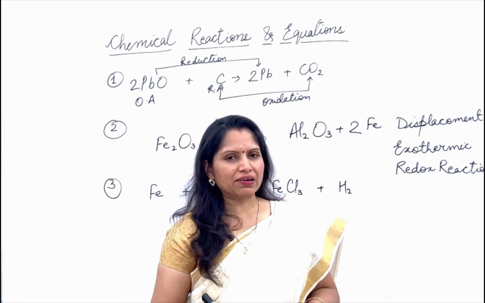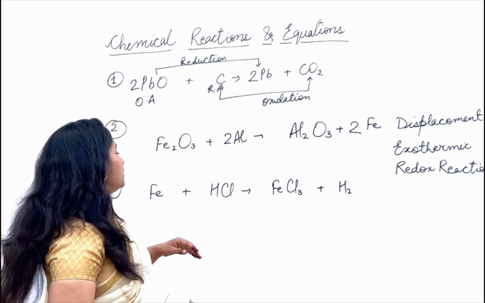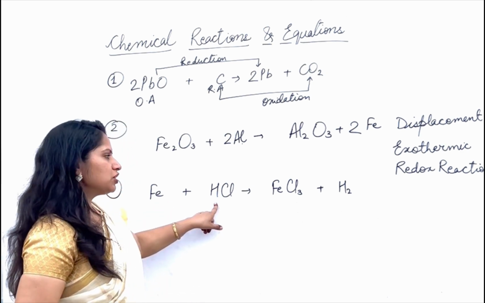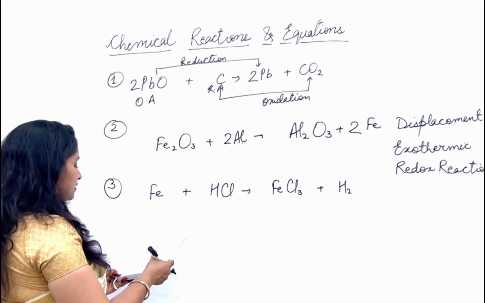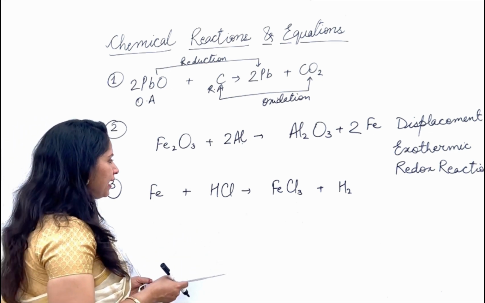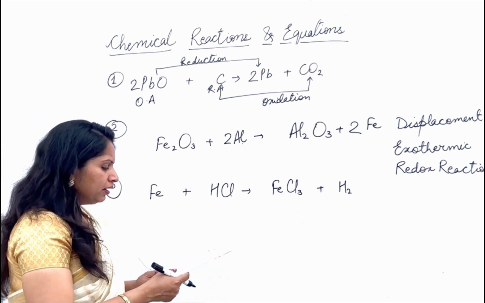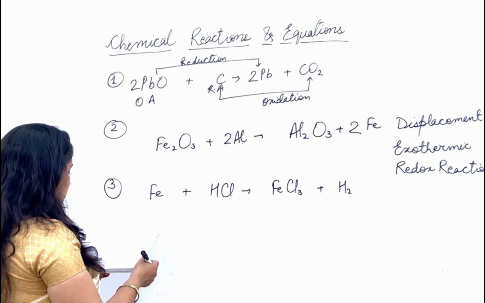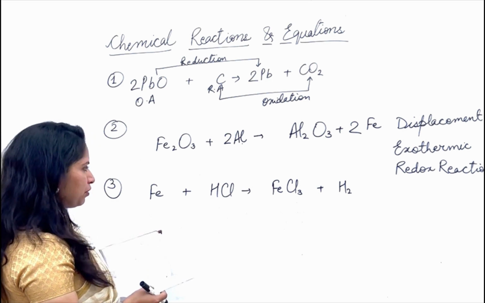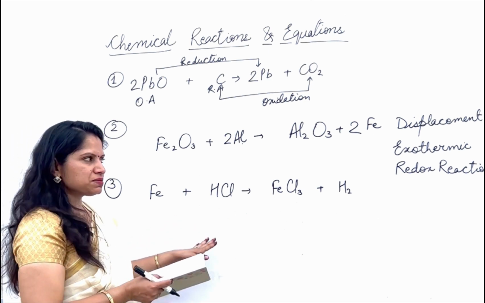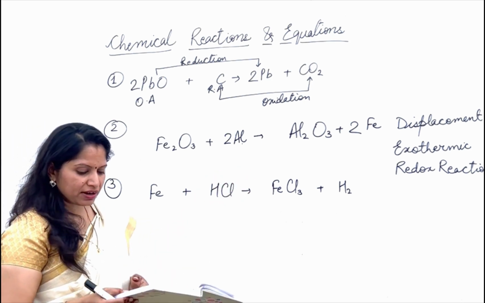Okay, so based on the reactivity series, we can easily work out that iron, being more reactive than hydrogen, will displace hydrogen from hydrochloric acid, and so ferric chloride and hydrogen gas will be formed. Now, let's see if it is an example of some other type of reaction also. Every displacement reaction is redox as well as exothermic reaction also.